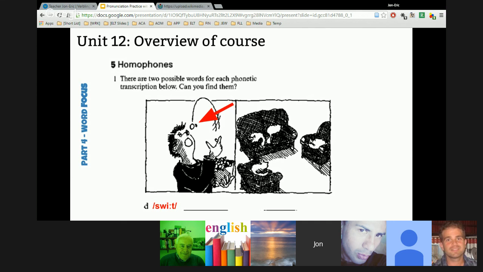S-U-I-T-E. So I should put these in the chat window. Suite and sweet. The first one looks like suit, but it's not suit. It's sweet. Okay? What else did we have? We had sweet and sweet. I forgot the other things we had.